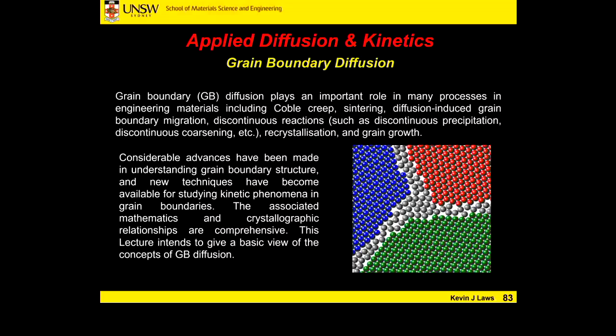Diffusion-based or diffusion-induced grain boundary migration. Impurities: basically, grain boundaries are impurity superhighways. If we want to diffuse an impurity in or out of our material, it's usually done via grain boundaries. We'll get onto a few examples as we go through the rest of the class. Discontinuous reactions, such as precipitation or coarsening, recrystallization and grain growth, are all very important aspects where the characteristics of the grain boundary come into play.